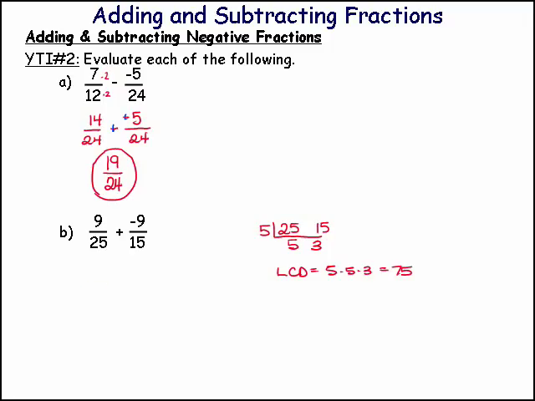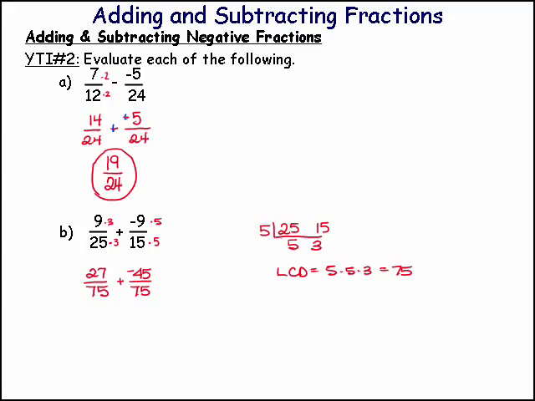So the denominator of 75 is what we're looking for here. What do you have to multiply 25 by to get 75? Well, you need to multiply by 3, so that means the numerator gets multiplied by 3. So that's 27. How about 15? 15 needs to get multiplied by 5. So now negative 9 times 5 is negative 45.